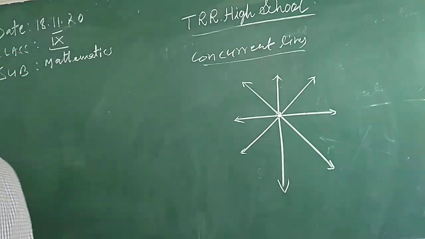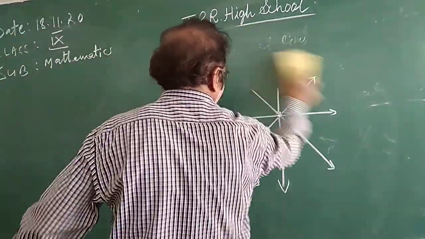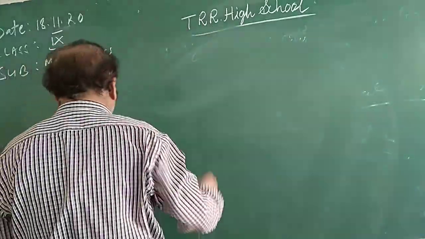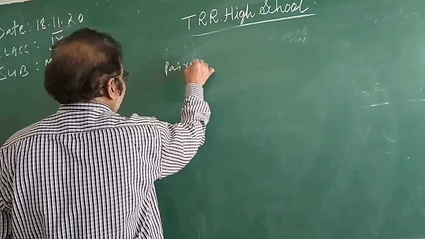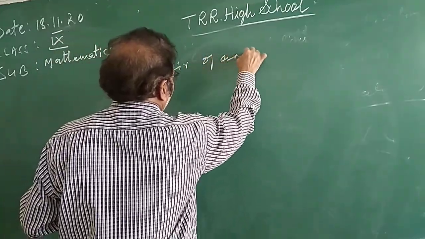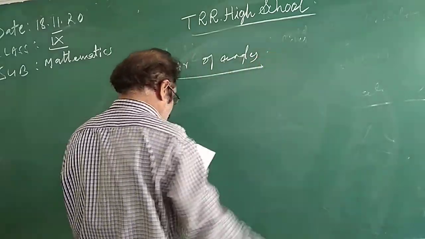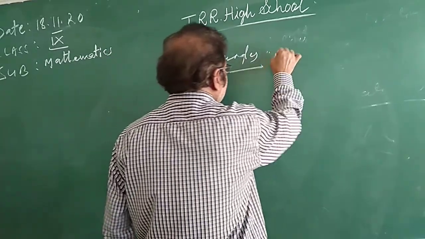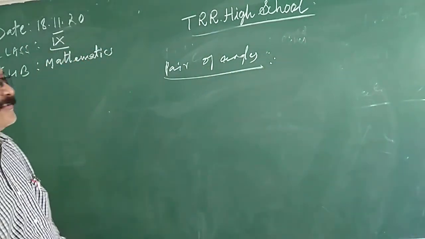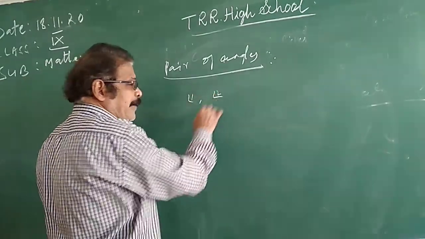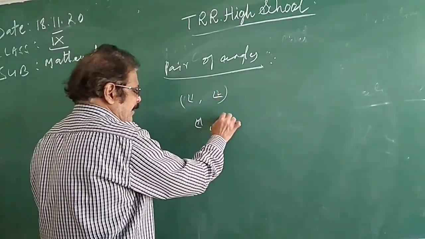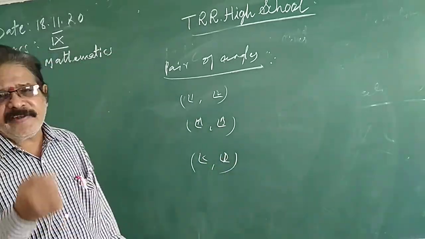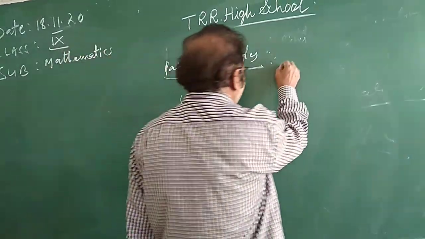So next, pair of angles. Pair means two, pair of angles. Angle 1, angle 2, pair of angles. Angle A, angle B, pair of angles. Angle C, angle D, pair of angles. Pair means two angles.